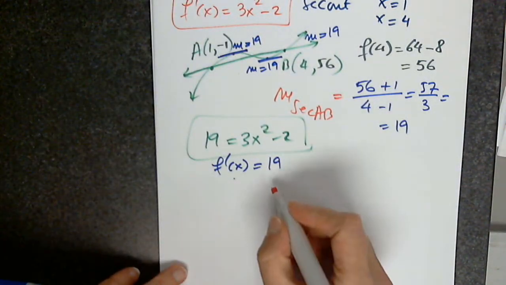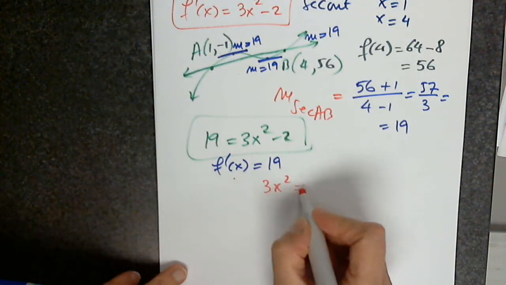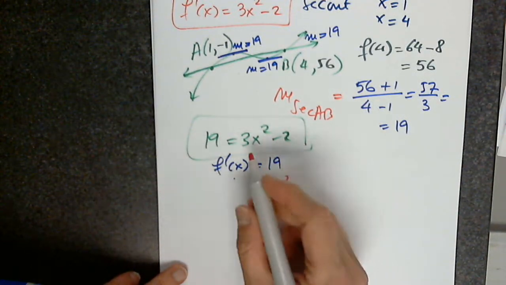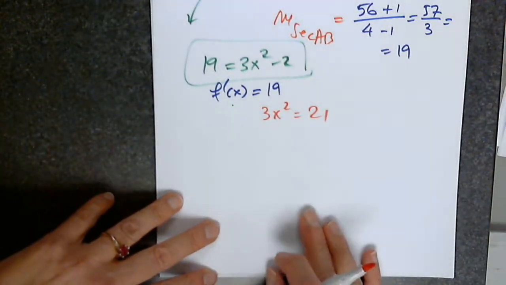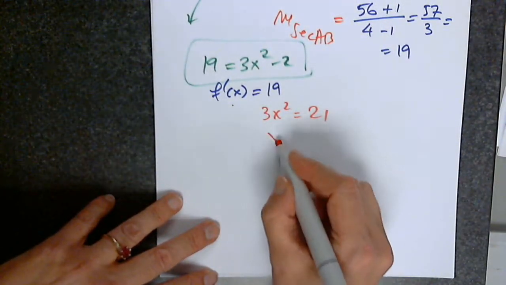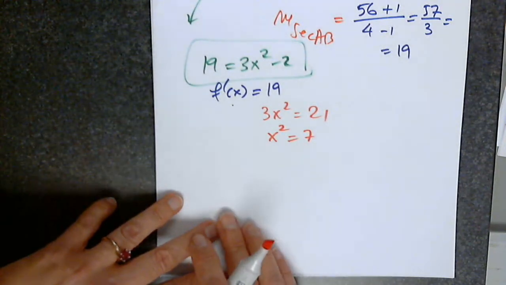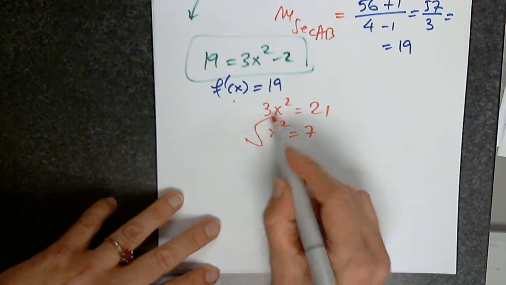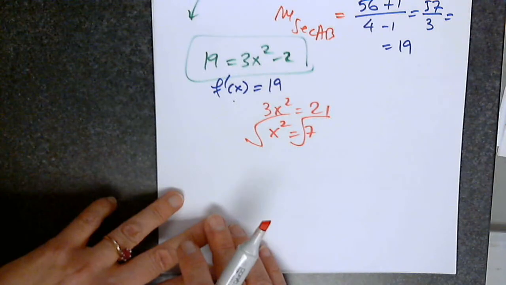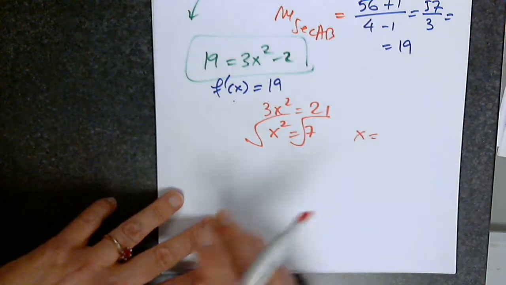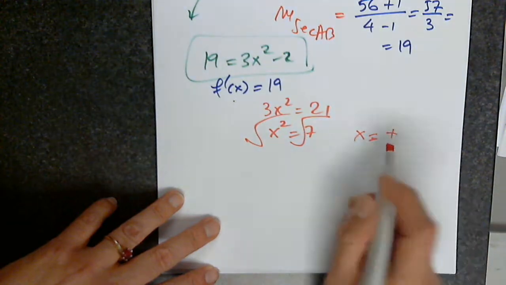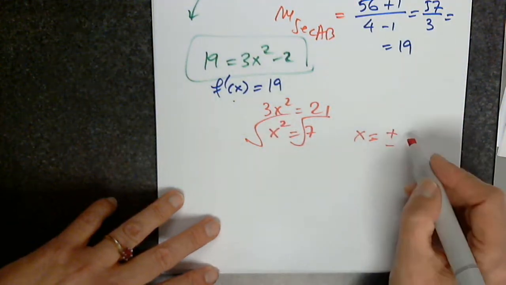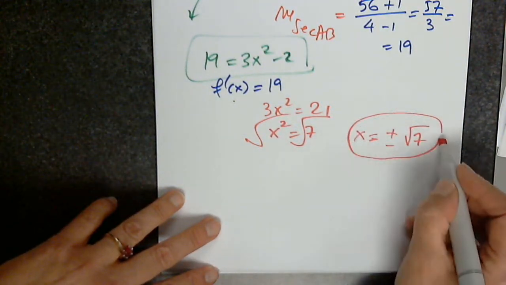So I have 3x squared equals 21 because I'm adding 2 to both sides. What happens next? So x squared equals 7. What happens next? Take the square root, and then x equals? Exactly. 2 solutions, quadratic, plus or minus the square root of 7.